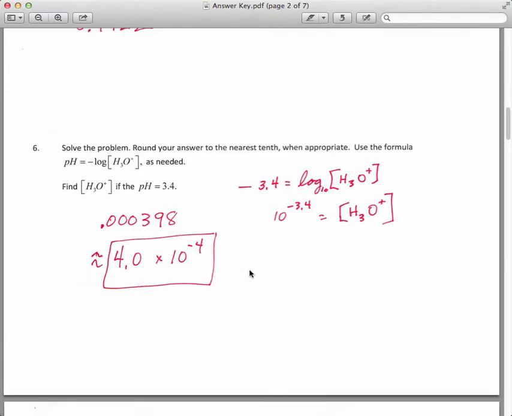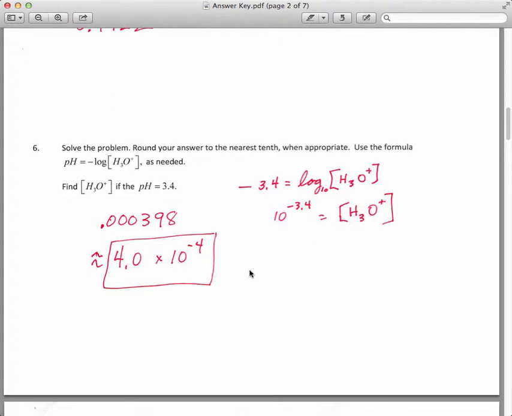Now on problem number 6, we're finding that hydronium ion concentration, like we did in several of the homework problems. So we use this formula. So first thing, multiply both sides by the -1. So we have -3.4 is equal to log base 10 of the thing we're looking for, the hydronium ion concentration. That's what that symbol stands for inside the brackets. So that's what we're trying to solve for here. So rewrite this problem in exponential form and you get 10 raised to a negative 3.4.